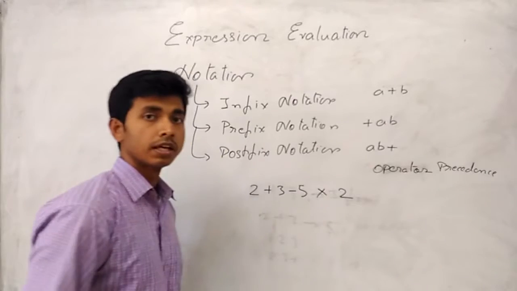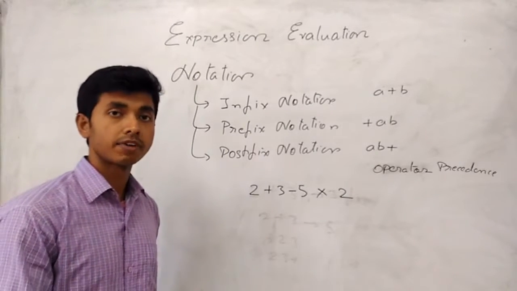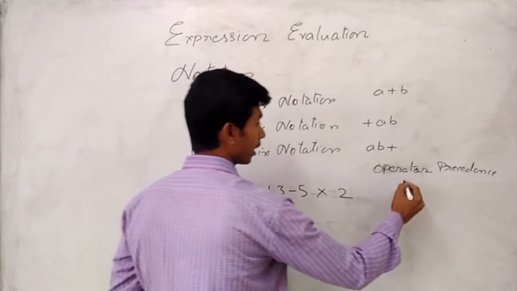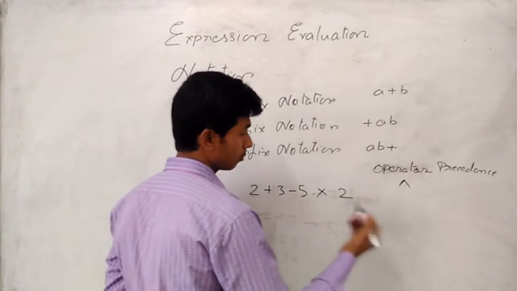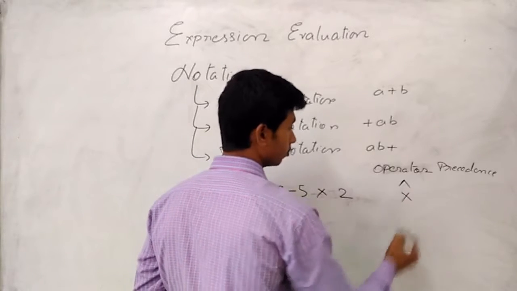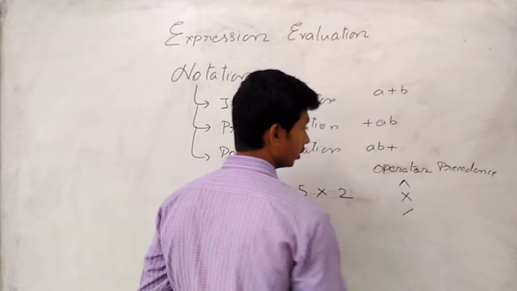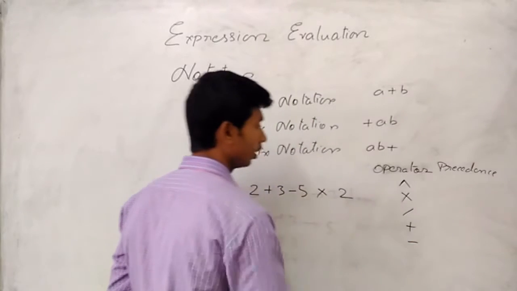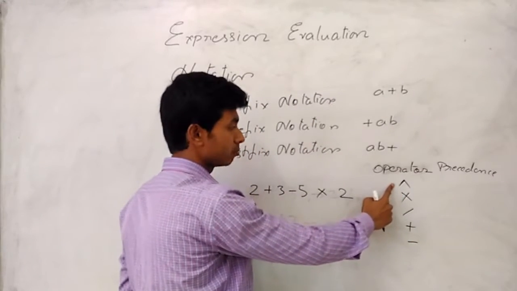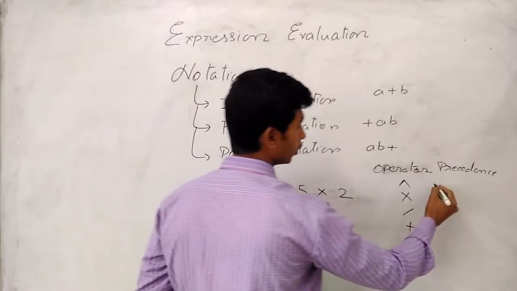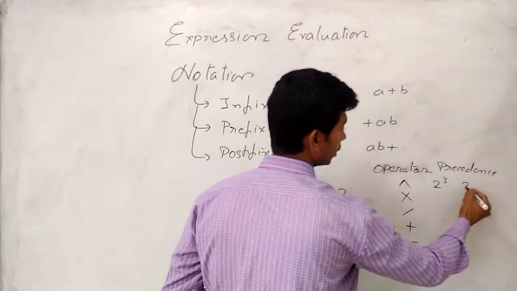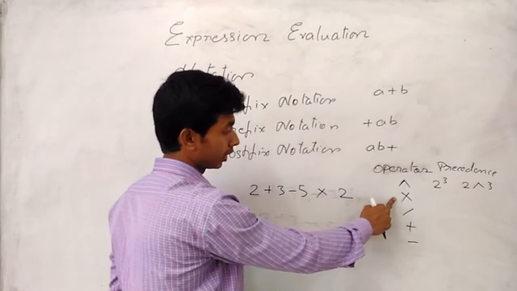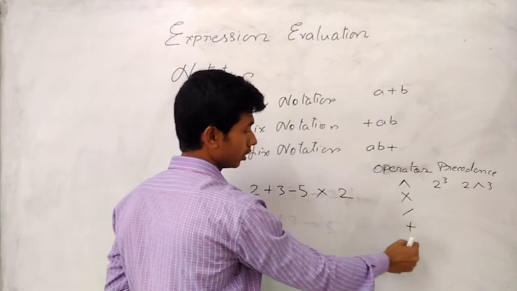Operator precedence means that certain operators have a higher authority or precedence over others. Like the caret, or power, has the highest precedence. Then we have multiplication, then division, after that addition, and finally subtraction. This is the caret symbol, or power, so 2 to the power 3 can also be written as 2 caret 3.